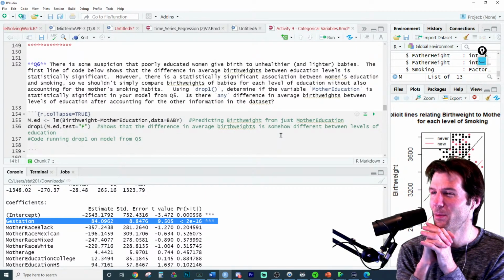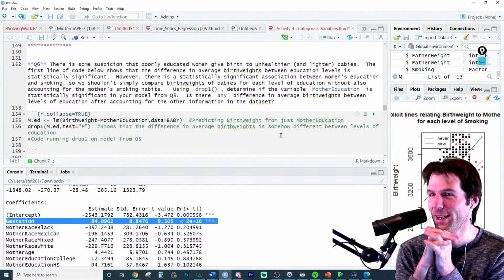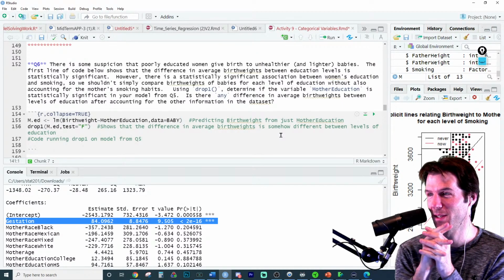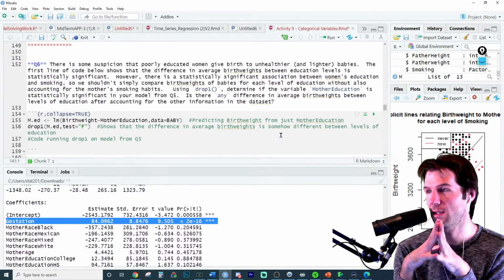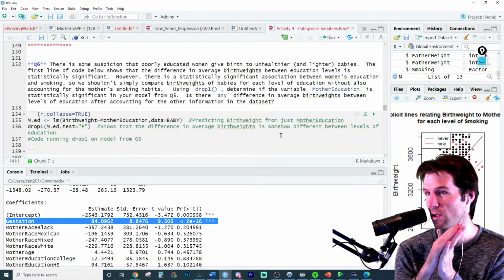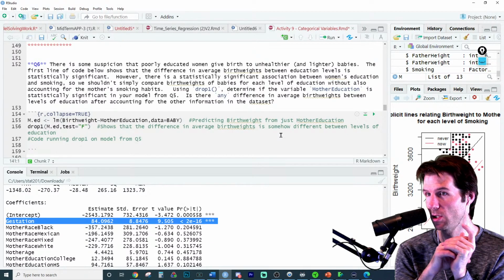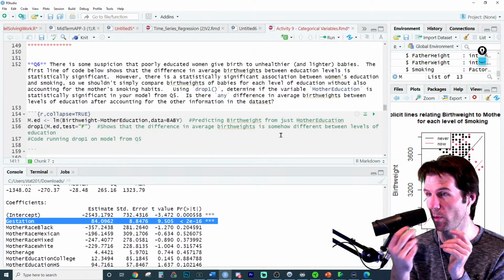There's some suspicion that poorly educated mothers convert to unhealthier and lighter babies. This first line of code shows that the difference in average weights between education levels is statistically significant. However, there is a statistically significant association between women's education and smoking, so we shouldn't simply compare birth weights of babies for each level of education without also accounting for mothers' smoking habits.